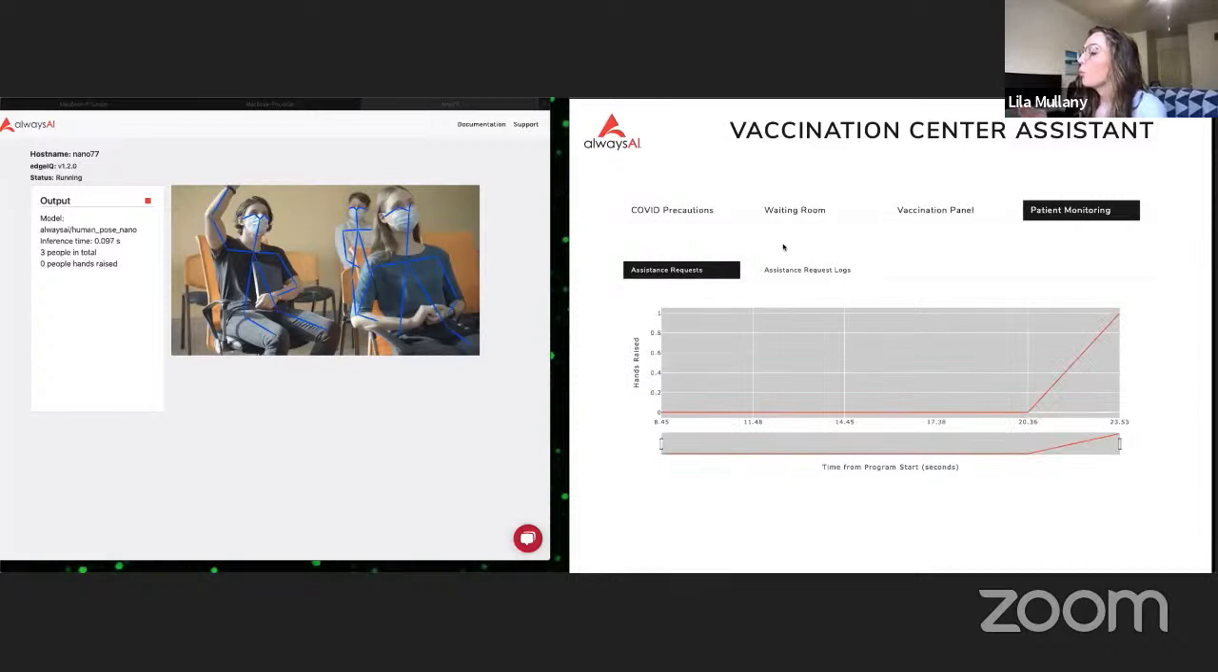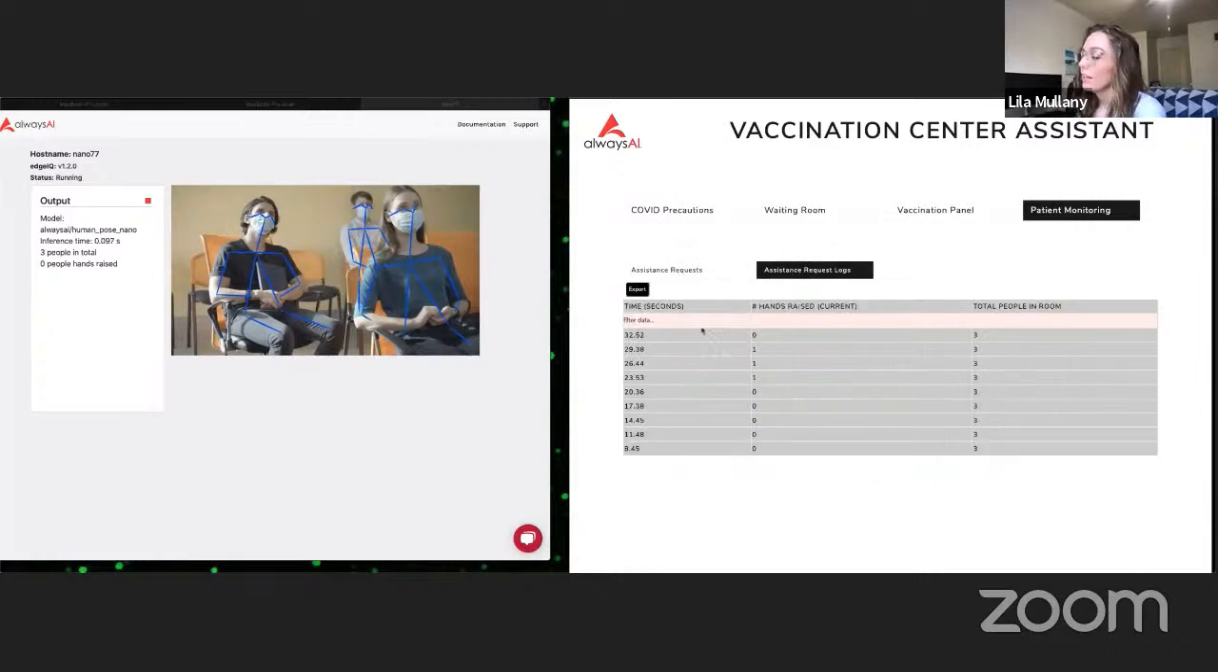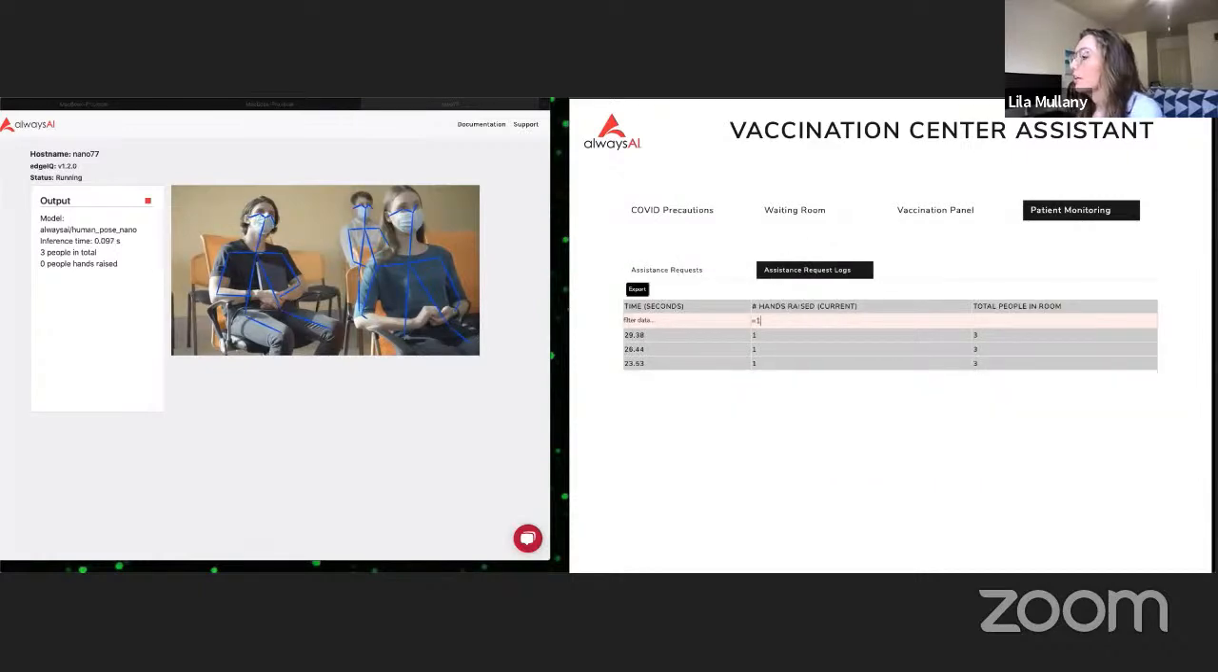On the other hand, we do log anytime a real hand raise has occurred because you want to make sure that those people are helped. And if they're not being helped, then you want to make sure another alert has been sent.